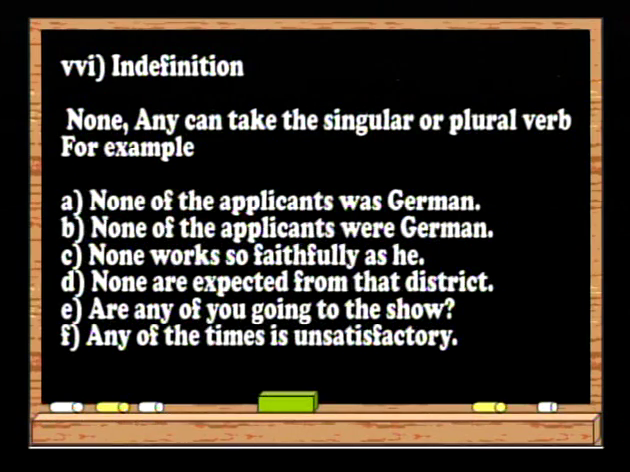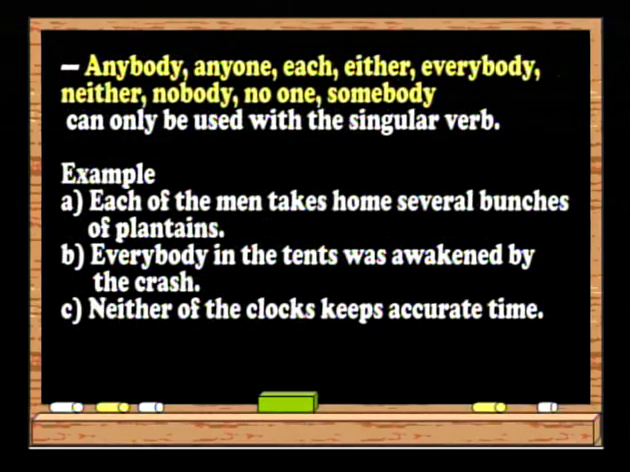None works so faithfully as he. None are expected from that district. Are any of you going to the show? Any of the times is unsatisfactory. Anybody, anyone, each, either, everybody, neither, nobody, no one, somebody, can only be used with the singular verb.